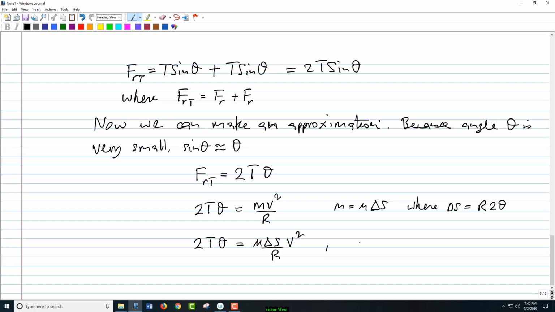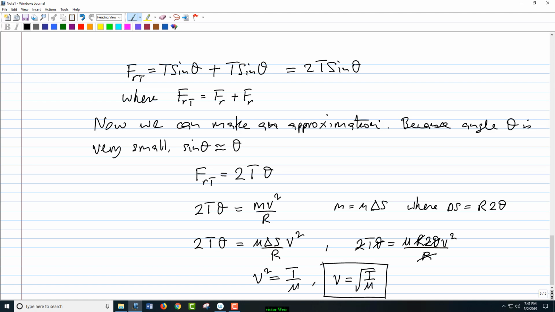We can now make an approximation. Because the angle theta is very small, we can say that sine theta is approximately equal to theta, so that the radial force, F subscript rt, our total radial force, is now equal to 2T theta instead of 2T sine theta. So applying this in Newton's second law, 2T theta is now equal to mv squared over r. Let's replace m by mu delta s, where delta s is equal to r times 2 theta, as we found earlier.